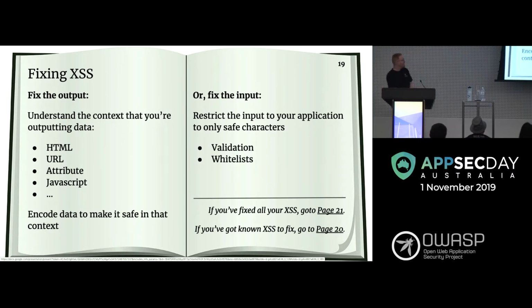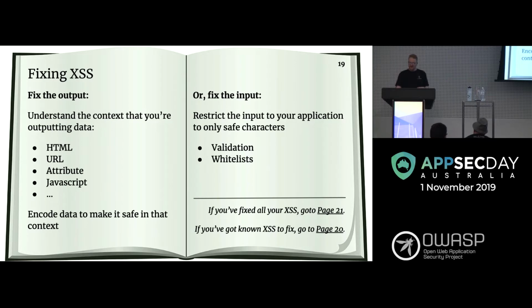Okay, so how do we fix XSS? Well, the traditional way is to either fix the output or fix the input. So we were talking about all the different ways that you can output data on a web page, or some of them at least, and you can encode the data to make it safe. So you can HTML encode it, or attribute encode it, or URL encode it, or something else to make it safe in JavaScript. That's normally the recommended approach.